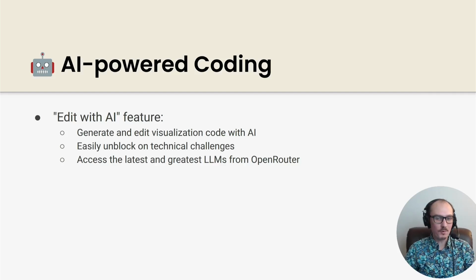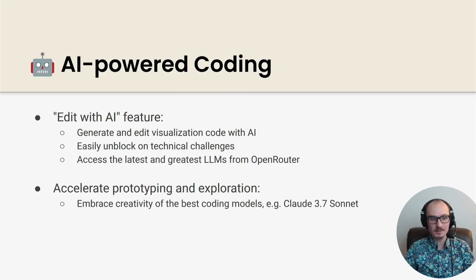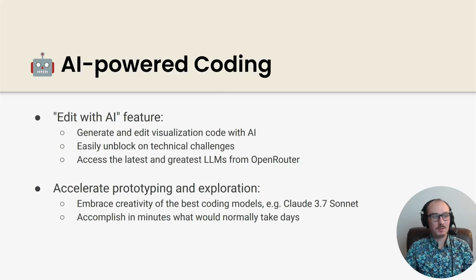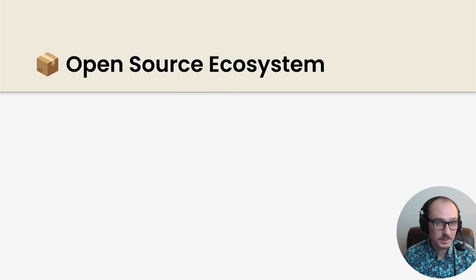It uses Open Router under the hood, which is a company that provides access to all the various latest and greatest LLMs. And the idea is like for professional use, it can accelerate prototyping and exploration. The best models nowadays are very creative. And what I like to do too is try the same prompt for different models and see what they come up with. You can accomplish in minutes what would normally take days or be impossible if you don't know coding. And if the AI breaks it, just restore to the previous version. It's okay.